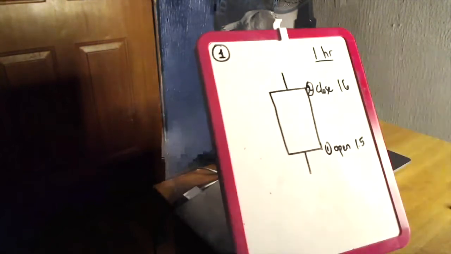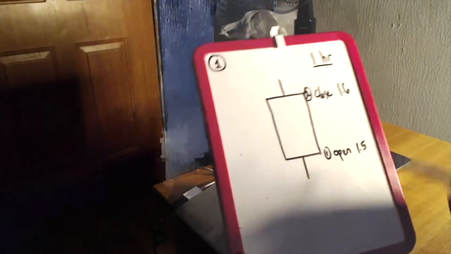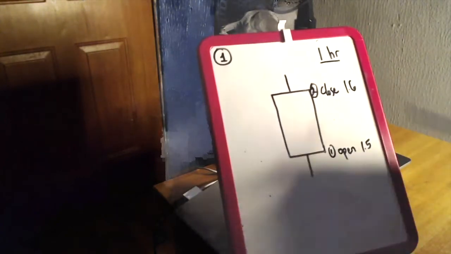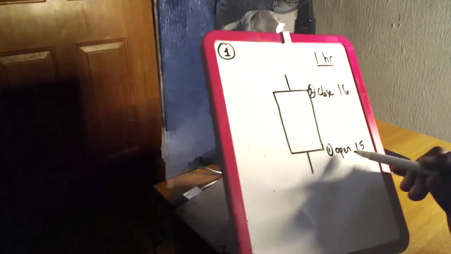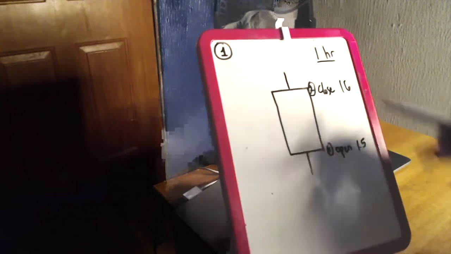So let's say this is 2 a.m., right? The price has been fluctuating. It opened at 1.5 at 1 a.m., and at 2 a.m. it closed at 1.6. That's where it stopped. And then it opened at 1.6 at 2 a.m. because it's starting a new hour and a new candlestick will form. But let's just start with the basics. So at the beginning at 1 a.m. it was 1.5. It closed at 1.6 at 2 a.m.